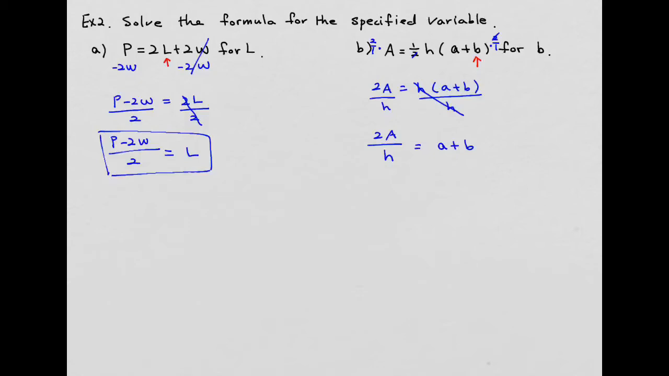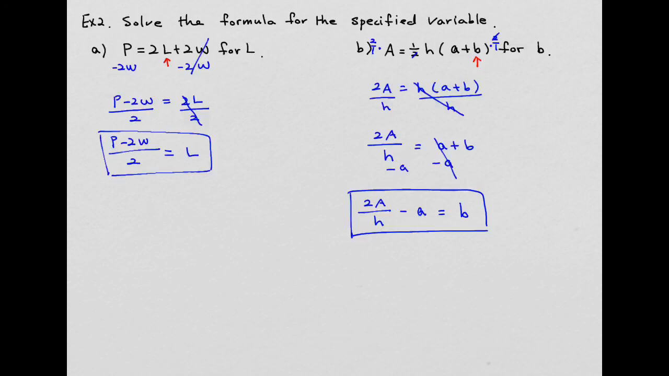And because I wanted to leave the B by itself, now what I need to do is subtract A. And subtracting A on the other side, I get 2A over H minus A equals B, that cancels out. So your B equals this. And that's all they were asking you to do, not actually solving it, just rearranging your equations to be equal to one special variable.